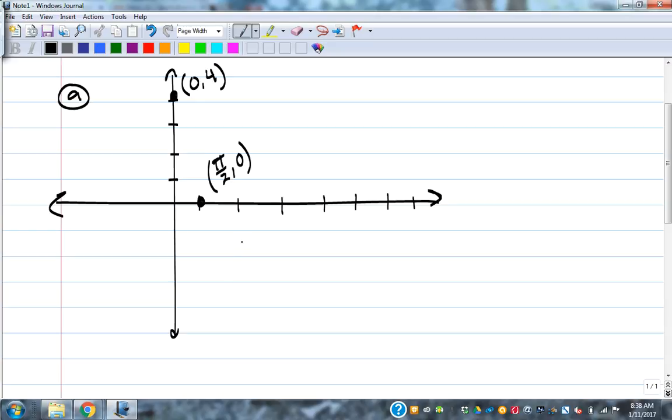And then the next point would be pi and then -4 is an ordered pair. And then this next point here is 3 pi over 2, 0. It doesn't matter. Don't freak out, guys. It's just ordered pairs. They're just numbers.